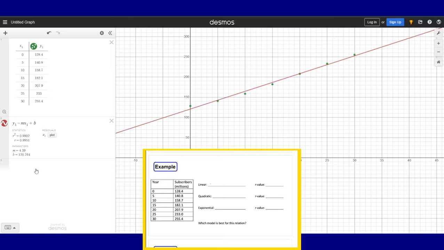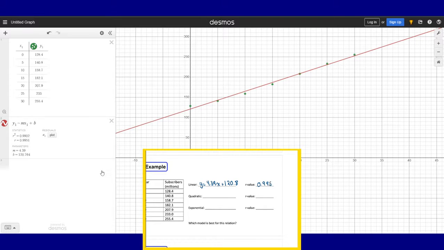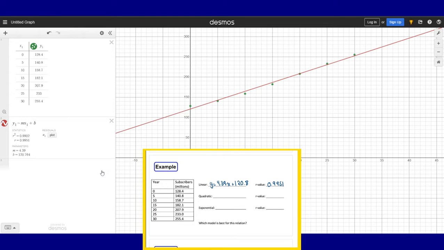So our linear model would be y equals 4.39x plus 120.8. I'm just going to round some values to make it a little bit easier. The R value, again, we get from Desmos: 0.9951, which indicates it's relatively strong, right? It's close to perfect.